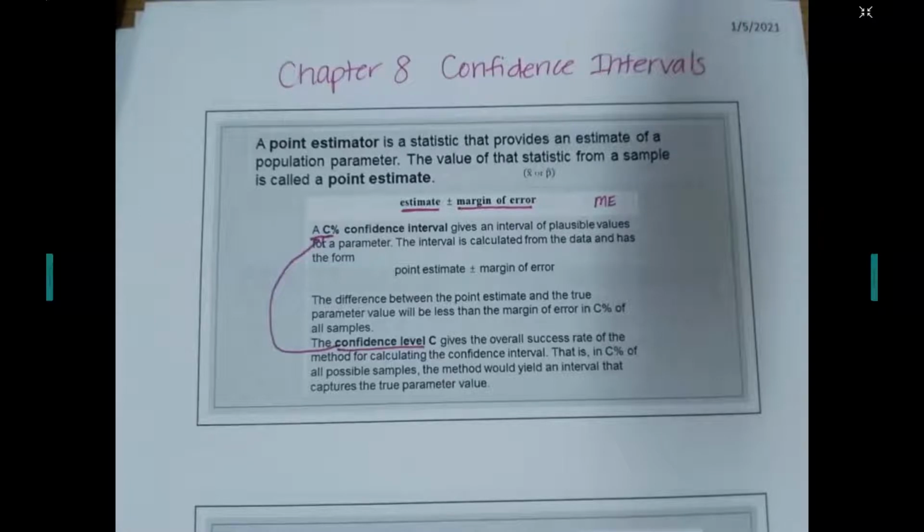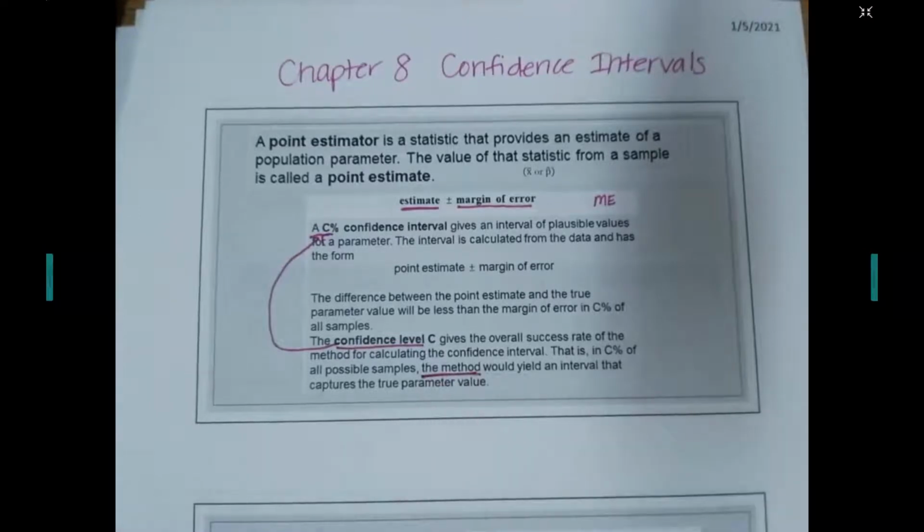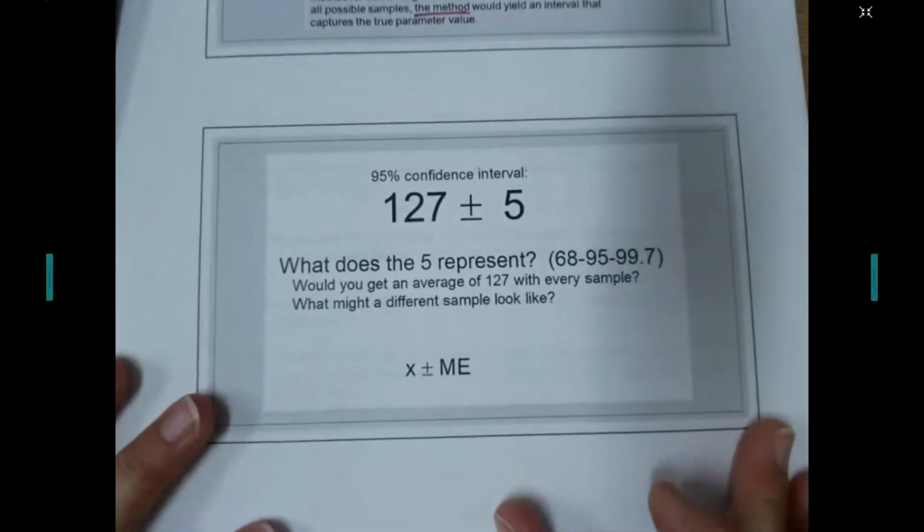So it's very important to understand that confidence level is tied to the method you're using. That's how confident you are in the method used to create that interval, not tied to a specific interval itself. Okay? So let's put this a little bit in context to talk about the different parts real quick.